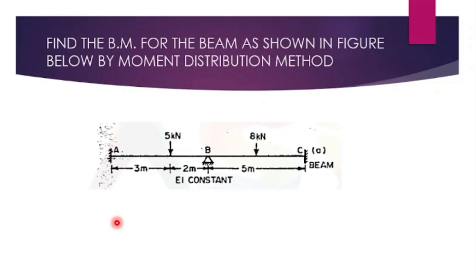Find the bending moment for the beam as shown in the figure below by moment distribution method. You can see that in moment distribution method, the steps will be very much easy. In slope deflection method, what you will do, you will be writing the fixed end moments and the slope deflection equation. Next thing is you will be writing the equilibrium equation. So the steps will be much longer. So now I will show the difference.